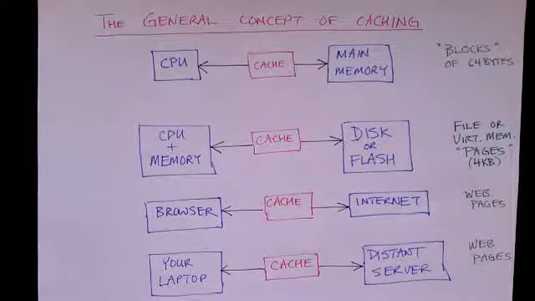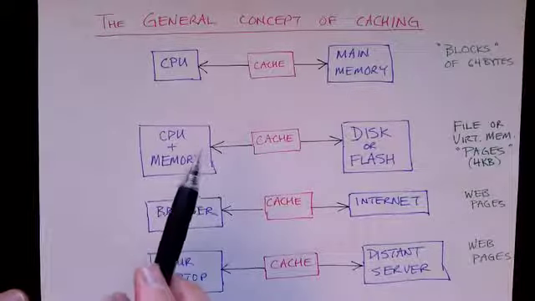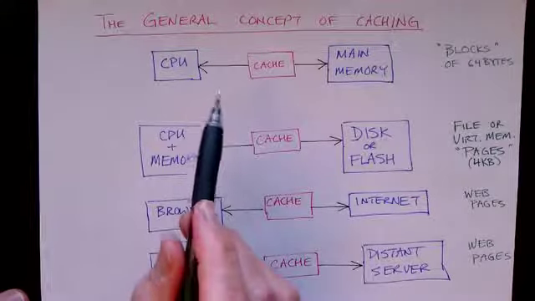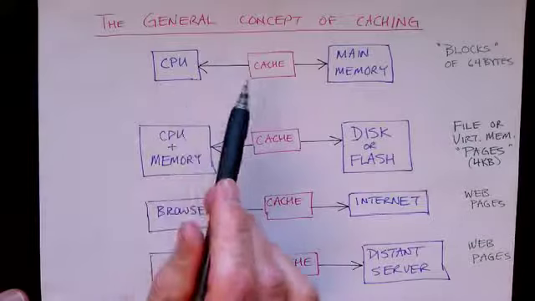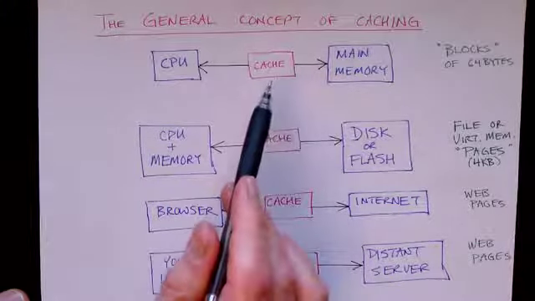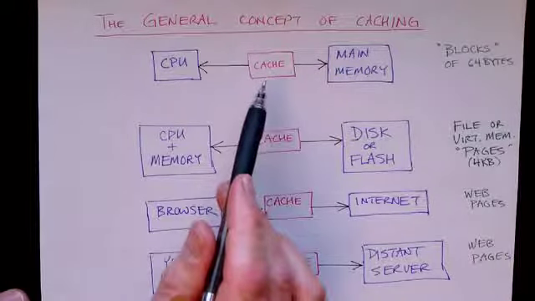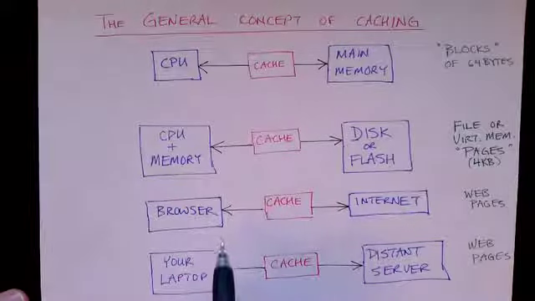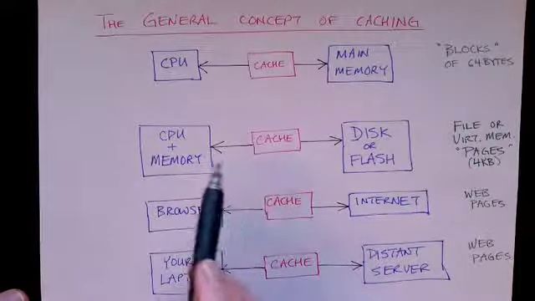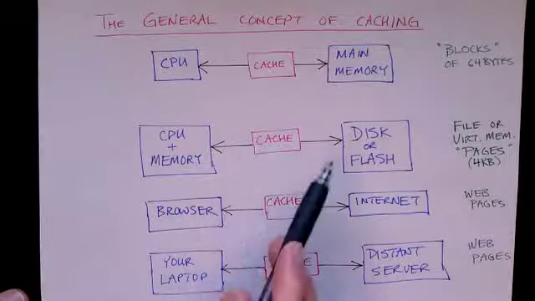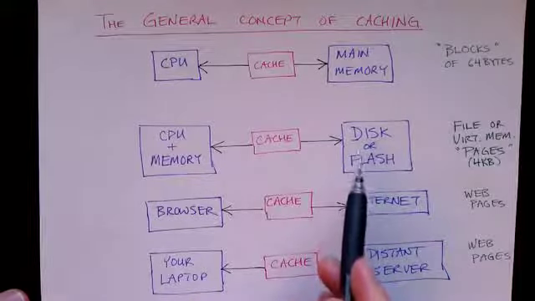Caching is a very general concept. It can be used in a variety of contexts, and I've shown some of them here. Oftentimes when we talk about cache, we're talking about the cache that sits between the CPU and main memory. So this is traditionally what the cache is and what the word cache means. But we can have caches in other contexts as well. For example, we can put a cache in front of the disk memory or the flash memory.